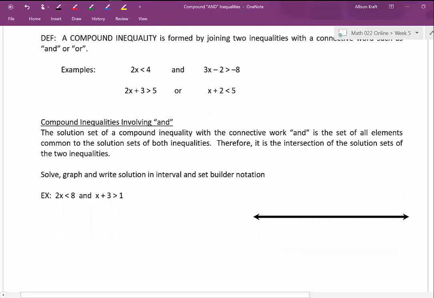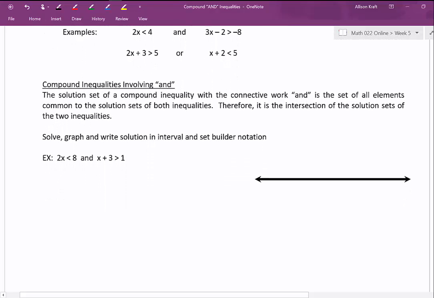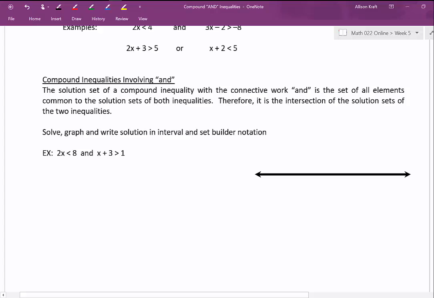A compound inequality is formed by joining two inequalities with a connective word such as and or. In this section, we're going to talk more about compound inequalities involving the word and. The solution set of a compound inequality with the connective word and is the set of all elements common to the solution sets of both inequalities. Therefore, it's the intersection of the solution sets of the two inequalities.